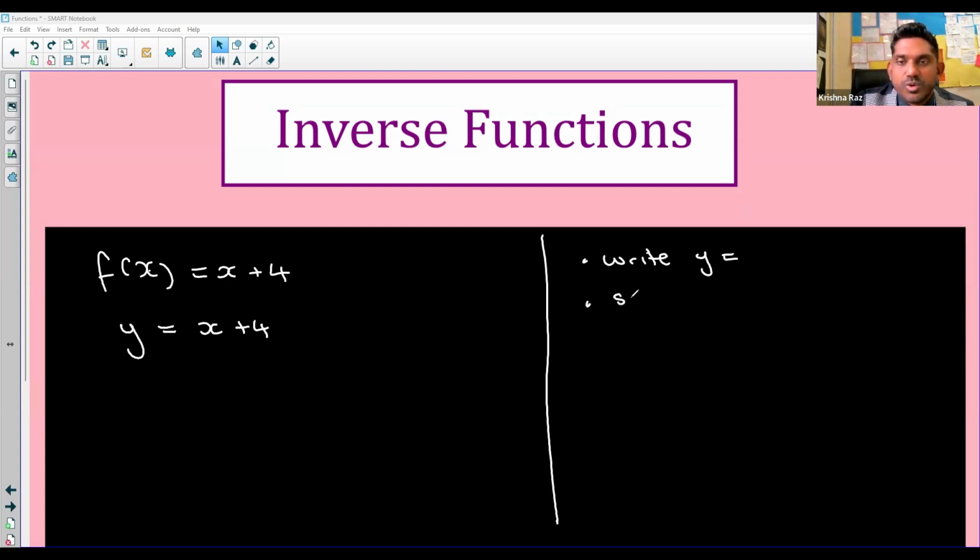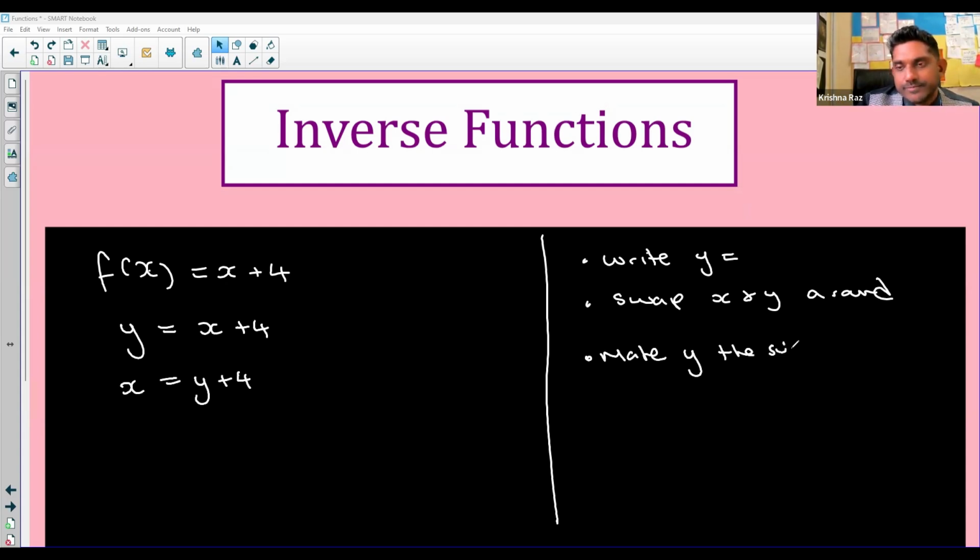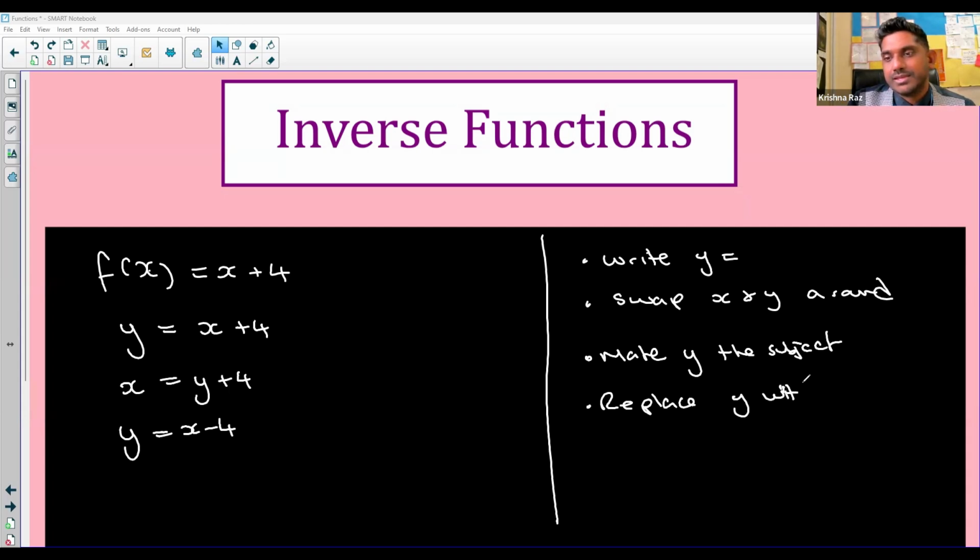And then what we do is swap x and y around. So wherever you see y, you write x. Wherever you see an x, you write y. And then we make y the subject. So in this case, y equals x minus 4. That is the answer. That is the inverse function, which we write like that.